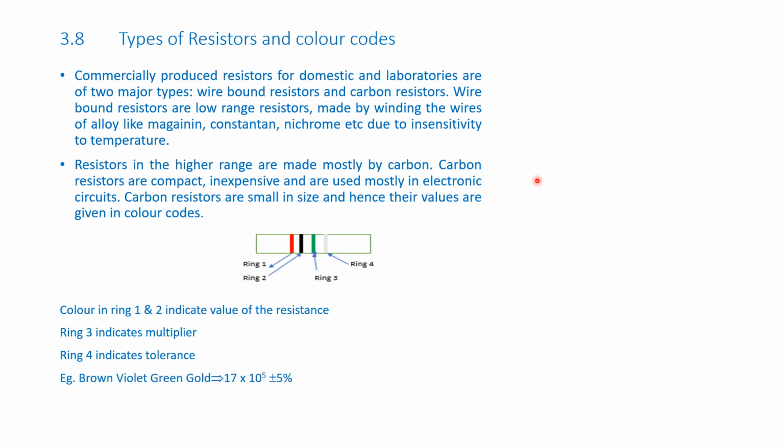Example, let us say that the color of the first ring, that is ring 1, is brown, the second ring is violet, the third ring is green and the fourth ring is gold. So the colors of the 4 rings are brown, violet, green and gold respectively. Let us find out what is the color code for these colors.